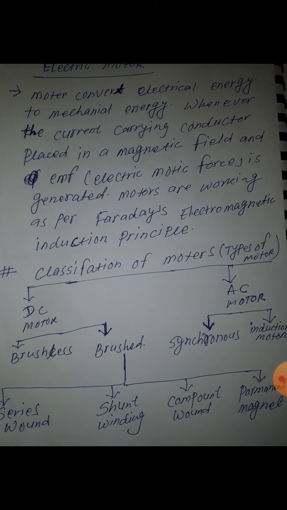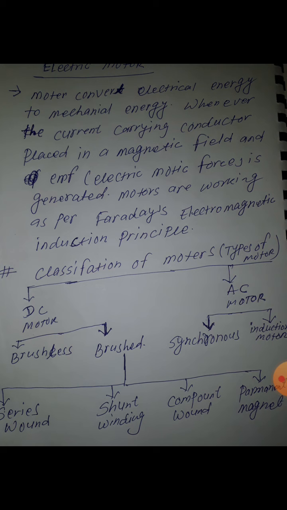Next is the classification of motors. How many types of motor are there? According to power source we have two types of motor: AC motor and DC motor. AC means alternating current and DC means direct current. Most industrial and domestic motors use an AC power source. Single phase is used for domestic purposes and three phase for industrial purposes.